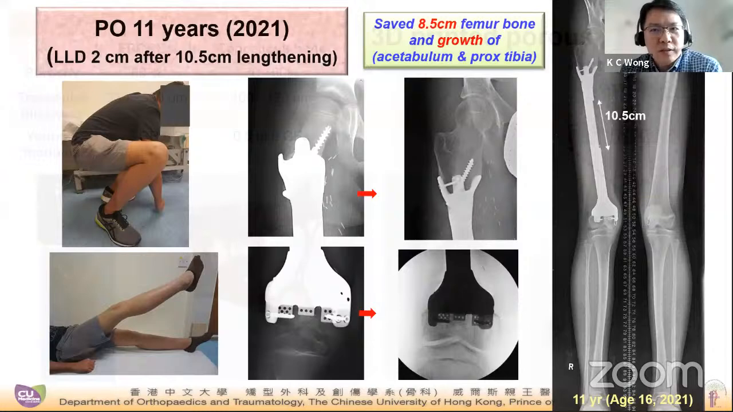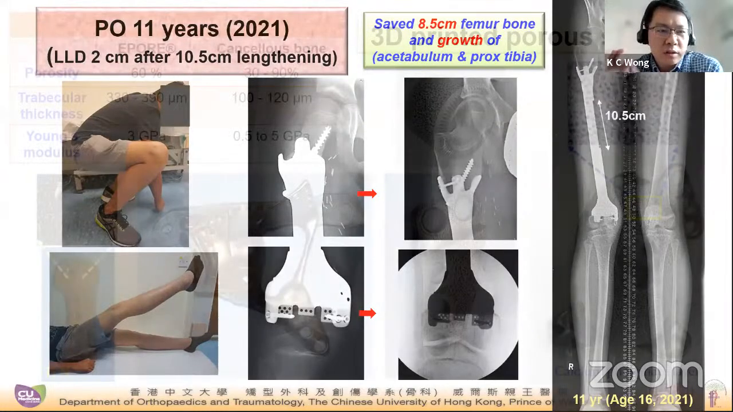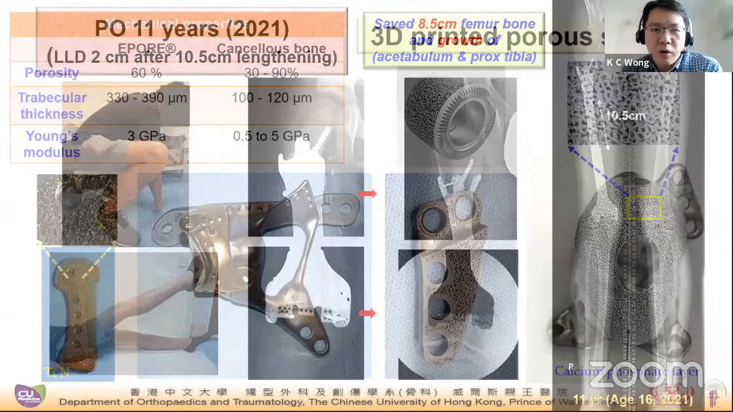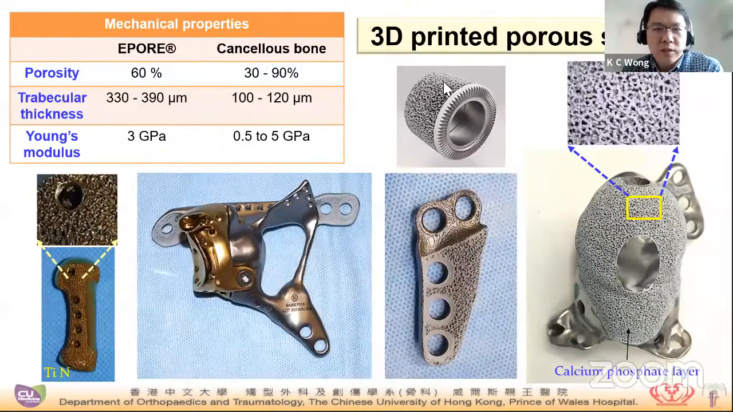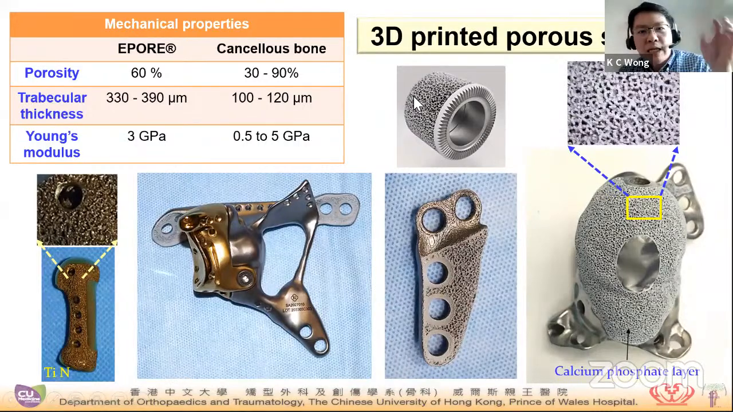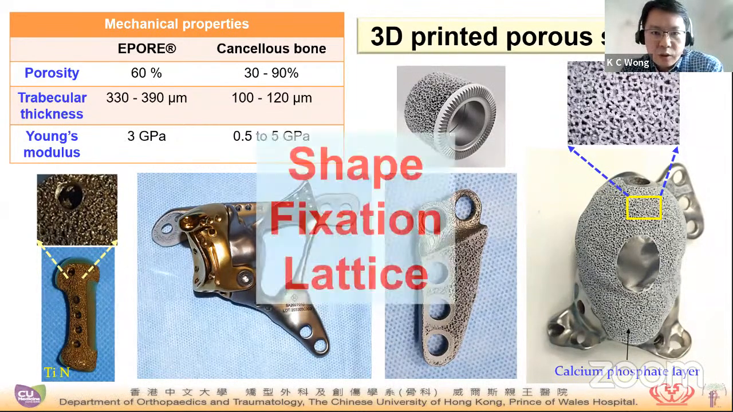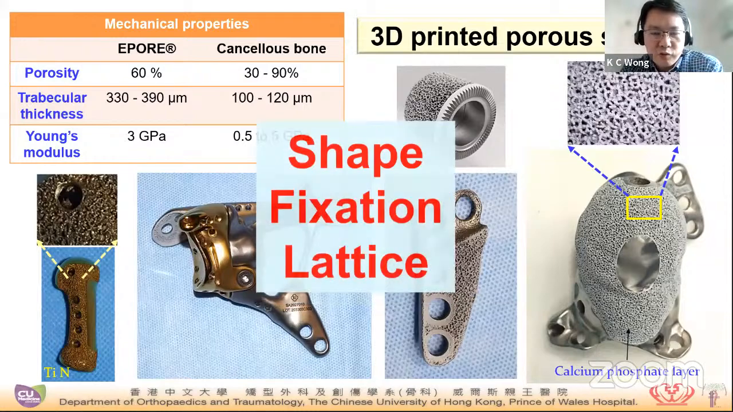So the 3D printed porous scaffold is mainly for secondary bone fixation. Because of the porosity flexibility of 3D printing, the bone grows in more easily. For me, the main advantage of 3D printing is the enhancement of secondary bone healing at the bone-implant junction, because it can simulate the cancellous bone's mechanical and biological properties. So: shape, fixation, and lattice for the 3D printed implant.